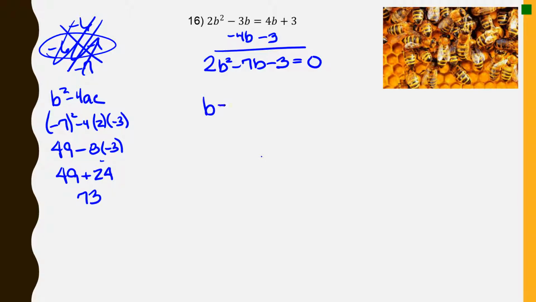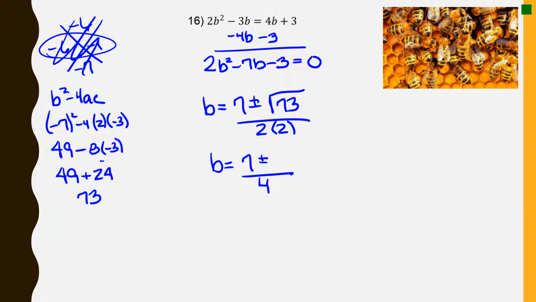So b is going to equal the opposite of 7 plus or minus the square root of the discriminant all over 2 times a. B. Look, she did b's because there's b's. I think that's funny. 2 times 2 is 4. Is there a square root of 73? The answer is no. 73 is a prime number. You could have tried 2, 3, 5, 7. None of them work. You are done. It does not simplify.